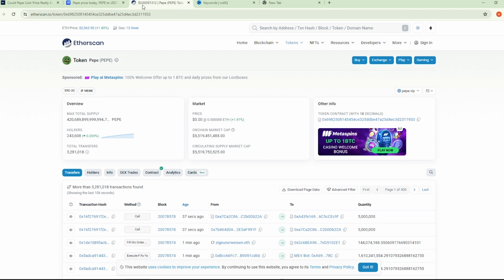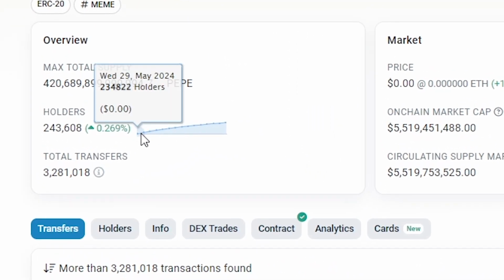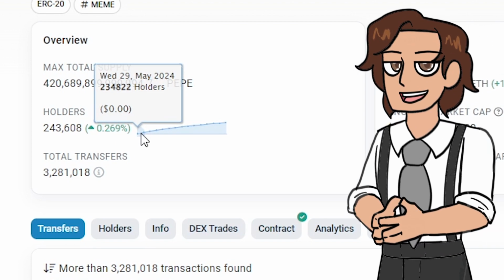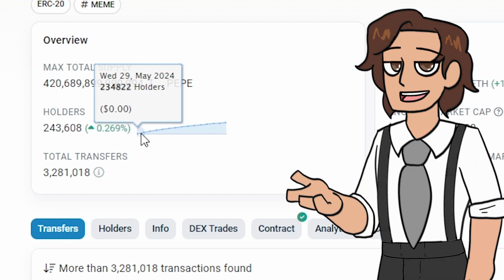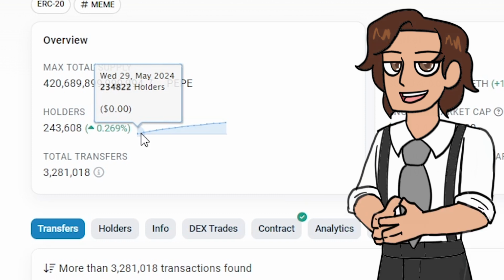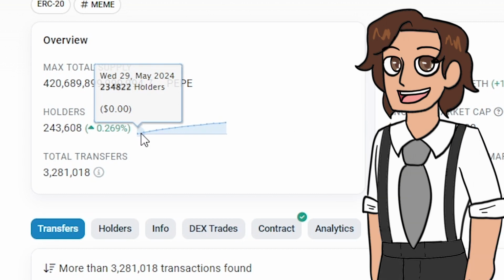So here's a few things to be very bullish on with Pepe. The number of holders is increasing every single day. As you guys can see here, that number is slowly but surely increasing. On average, it looks like there's about 500 to 1,000 new holders every single day. And if that number keeps increasing at the rate that it's increasing, I think that we could see the number of holders surpass 300,000 by the end of 2024.